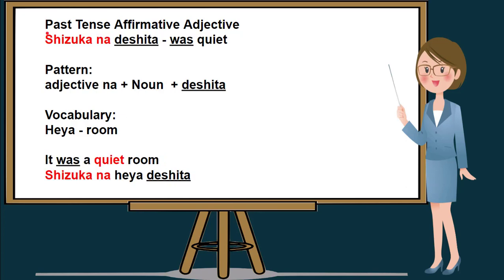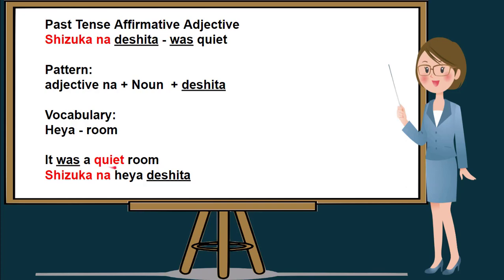Another example is past tense affirmative adjective. This time, we will be using na with the adjective and followed by deshita, which means was. Shizuka na deshita means was quiet. Our pattern will be adjective plus na plus noun plus deshita, because in the construction of this sentence, the adjective is followed by a noun. If the adjective is followed by a noun, we will be using na following the adjective, and it should be written in the beginning of the sentence.